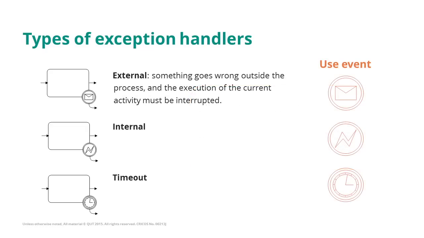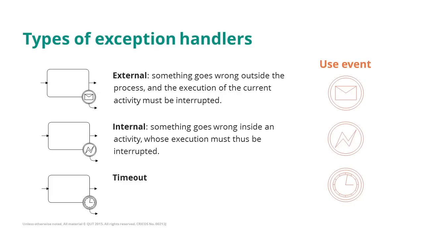Now, external exceptions are those that are triggered by the business environment, like in the example of the purchase order handling process, where the customer decides to send an order cancellation request. So in the case of an external exception, we attach an intermediate catching message event to catch this external message coming from outside the process boundaries.